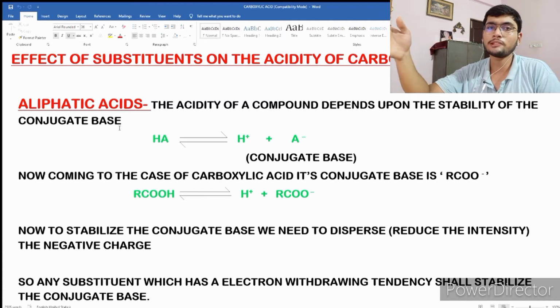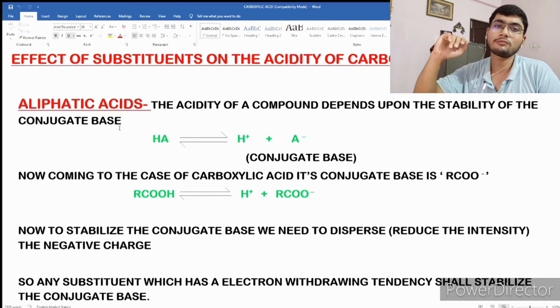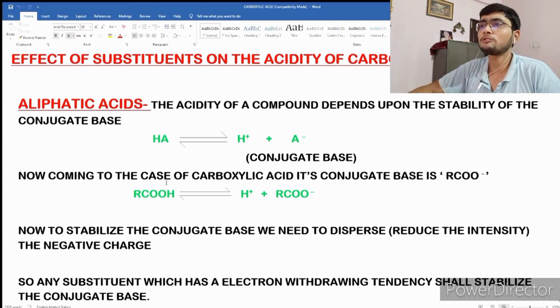Now what is a conjugate base? If we take an example of an acid such as HA, when it gets dissociated, it will dissociate as H plus and A minus. That A minus, the anion, is known as the conjugate base. So the more stable the conjugate base is, or the more stable the A minus will be, the more acidic the acid will be. Okay. Now coming to the case of carboxylic acid, its conjugate base is RCOO minus.